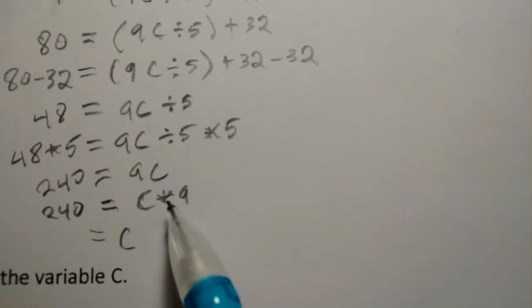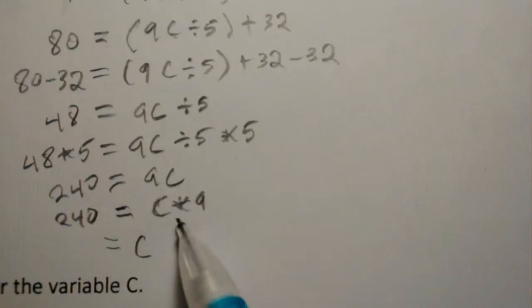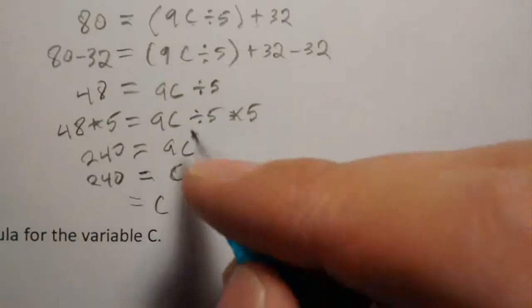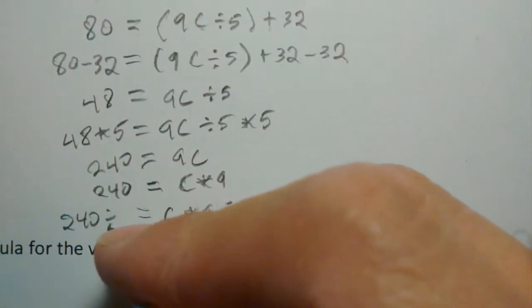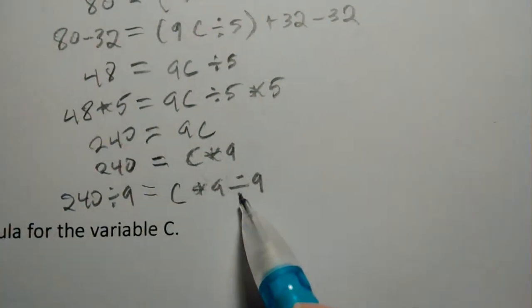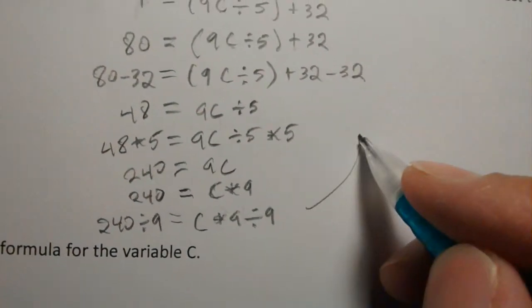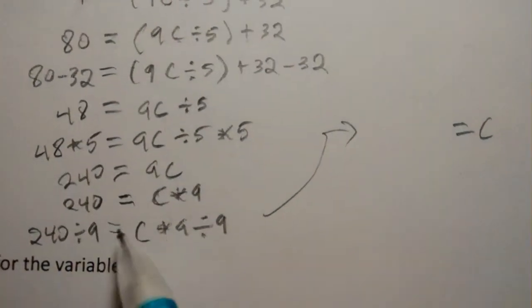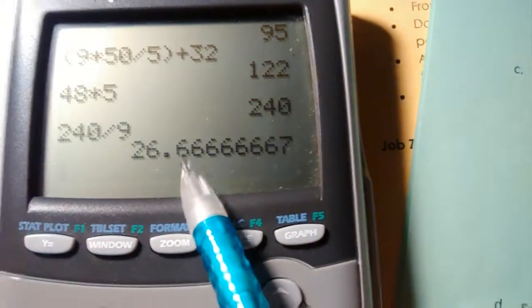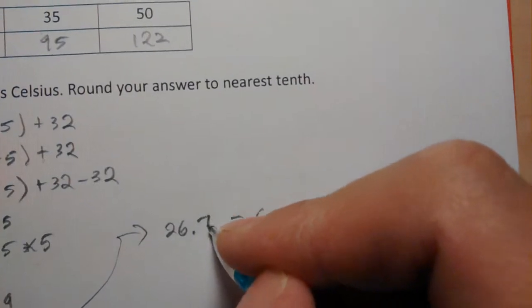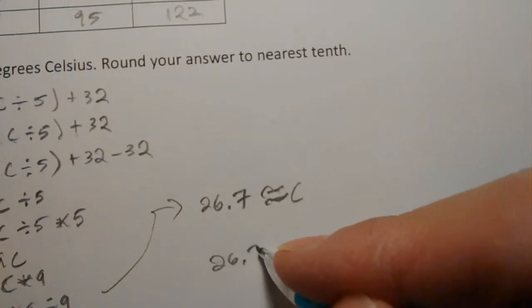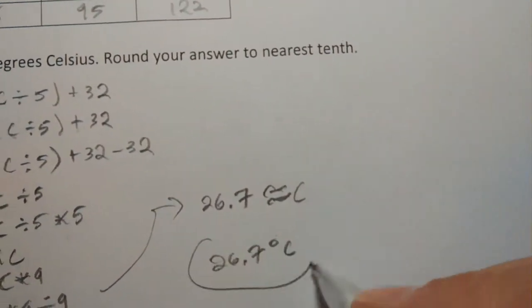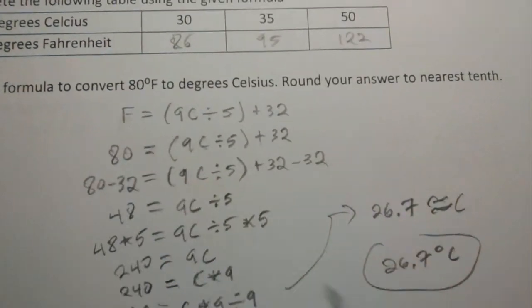And hopefully you now see what the opposite operation to perform is to get C by itself finally, and that is to divide by 9 on both sides. So this operation undoes this, and I'm going to come up here. So I just have C left over, and then this division. So 240 divided by 9 is 26, we'll call it 0.7, approximately. So the answer to the question is 26.7 degrees Celsius is what an 80 degree Fahrenheit day is for us.